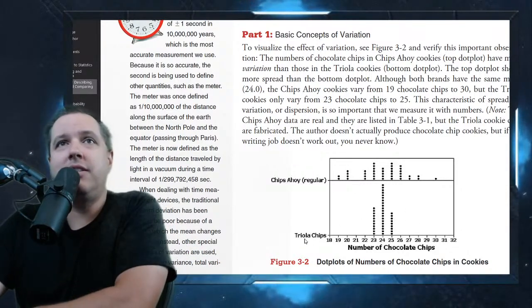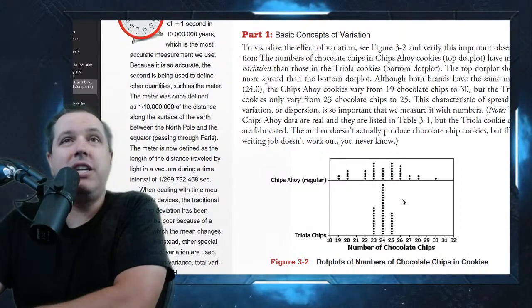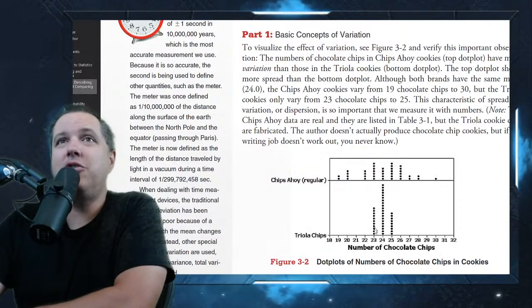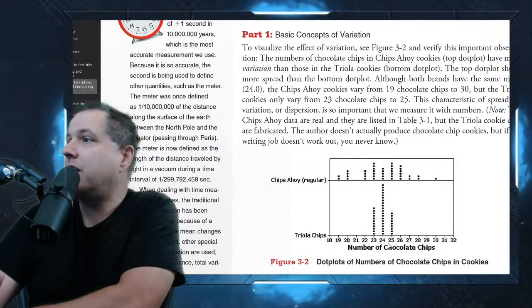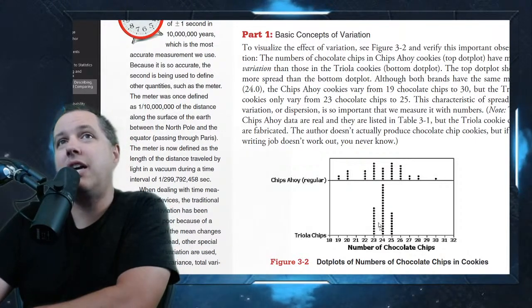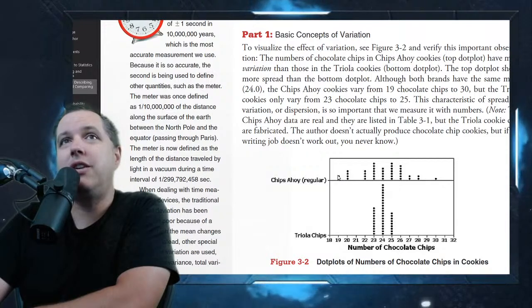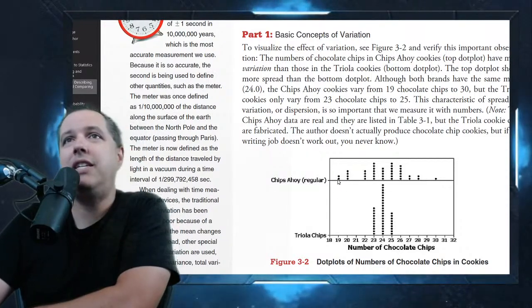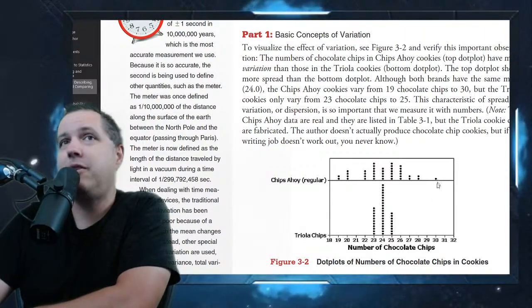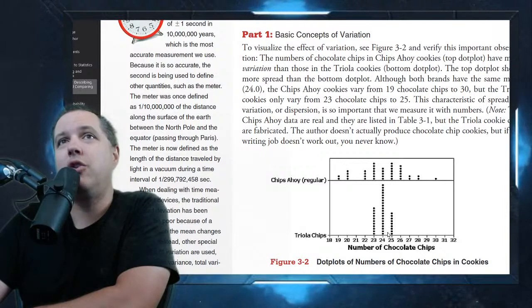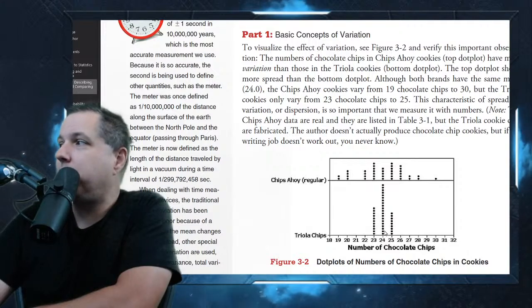Whereas if you'd bought this other brand, I'm not familiar with this, but Triola chips, they're pretty consistent. Every cookie has either 23, 24, or 25 chocolate chips in it. And you're probably not going to notice that difference when you're eating it. You might notice the difference between 19 chips and 31 chips. You're probably not going to eat a cookie with 23 chips and go, oh man, I wish I'd eaten one with 24 chips in it, right?